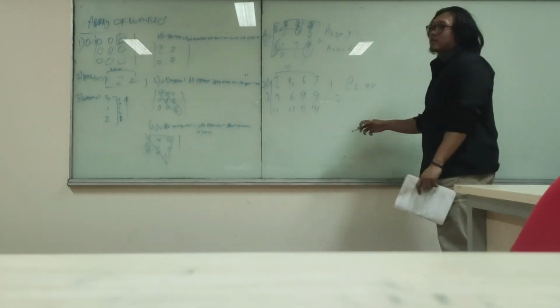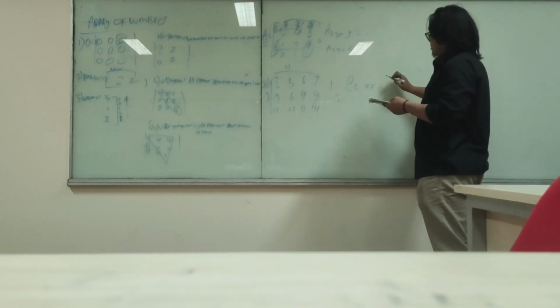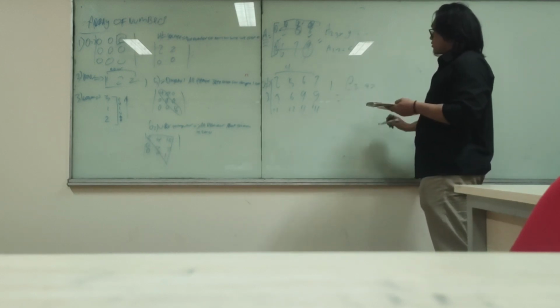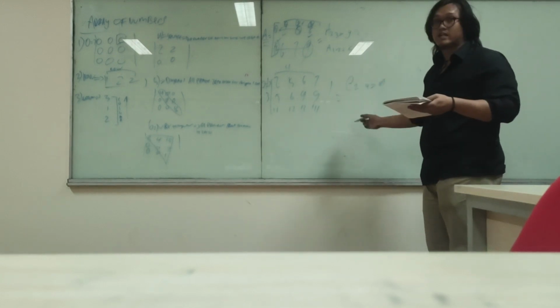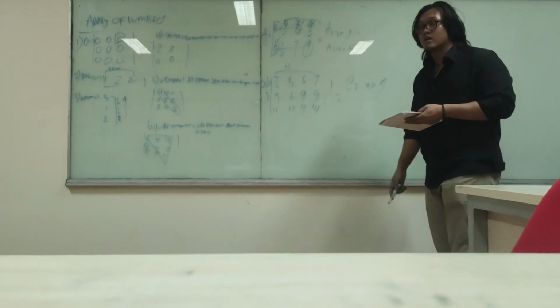So this is the final task for you guys. We do row 2, column 5, and then we get 9. Okay, so that's it. Thank you for listening.